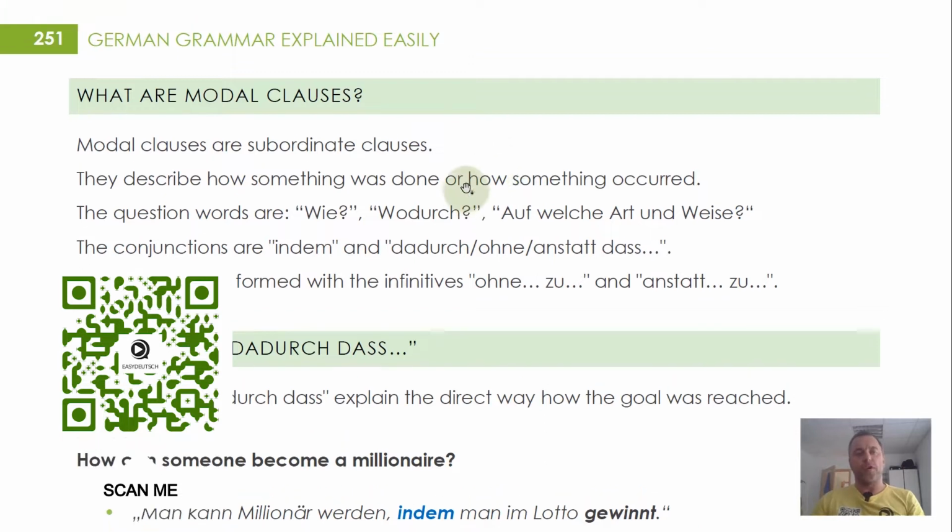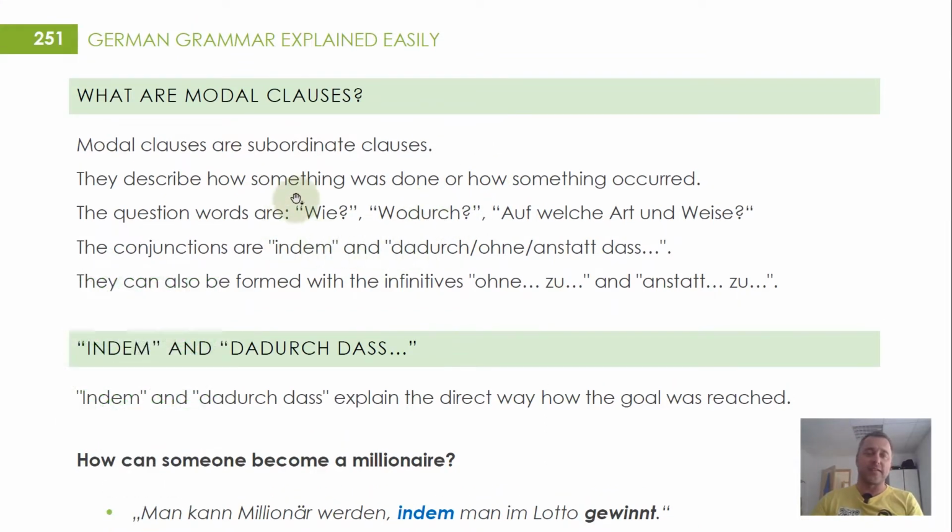First question. What are modal clauses? Modal clauses, yes, are subordinate clauses again, which means verb to the very end of the clause. And with modal clauses, we describe how something was done or how something has occurred. So we ask for them with the question words wie, wodurch, auf welche Art und Weise. So it's pretty much how, through what, or in what kind, what manner.